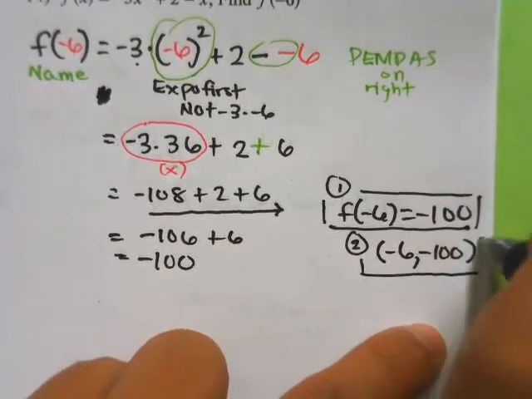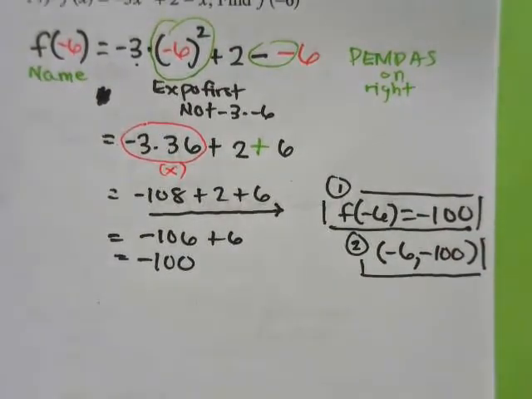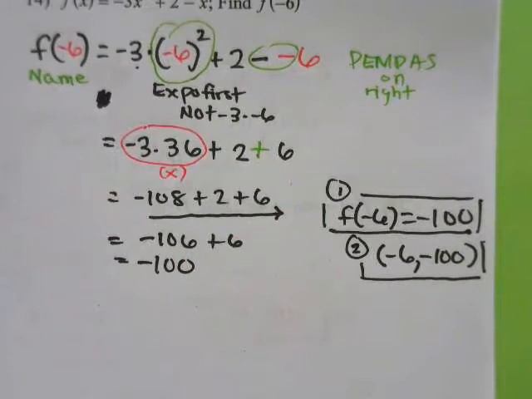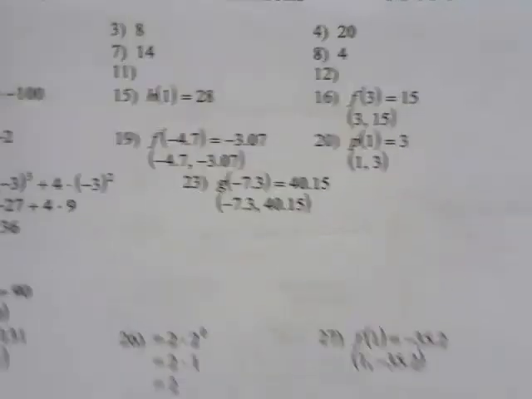The reason why we're writing it two different ways is because later on we are going to be graphing these functions as well. Okay, so you need to be good at looking at two different ways of expressing this answer. F of negative 6 equals negative 100. Negative 6 comma negative 100. Just want to make sure it is negative 100. Yeah, okay.